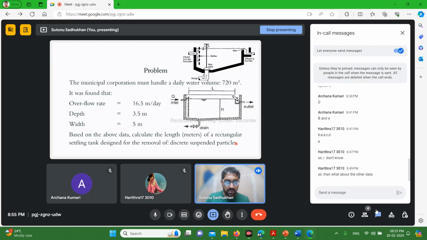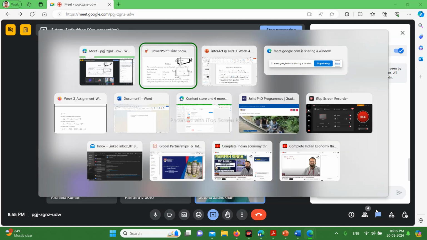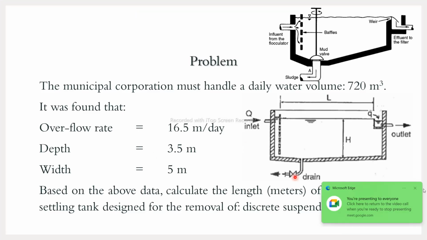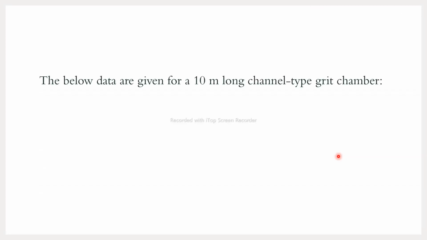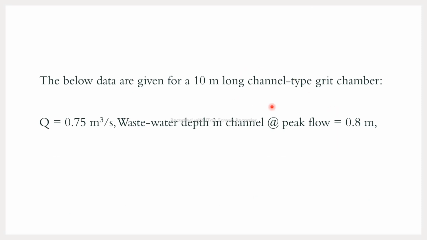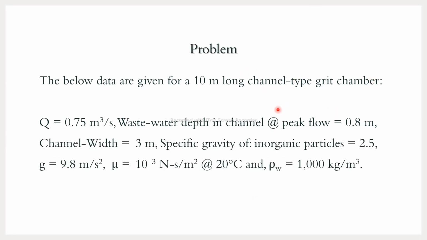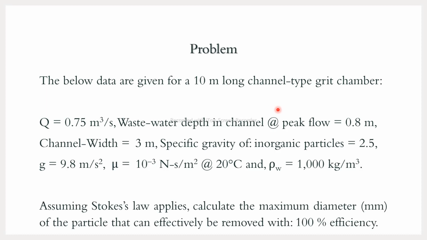Otherwise, we will solve the last problem of today's session. So only the depth data is excess here. And in the next problem also, I will give you a hint. In the next problem, it is also a channel type grit chamber settling. Settling is what is occurring here. So here also the wastewater depth, I don't think it will be necessary, because velocity doesn't vary with depth. The concept of terminal settling velocity.